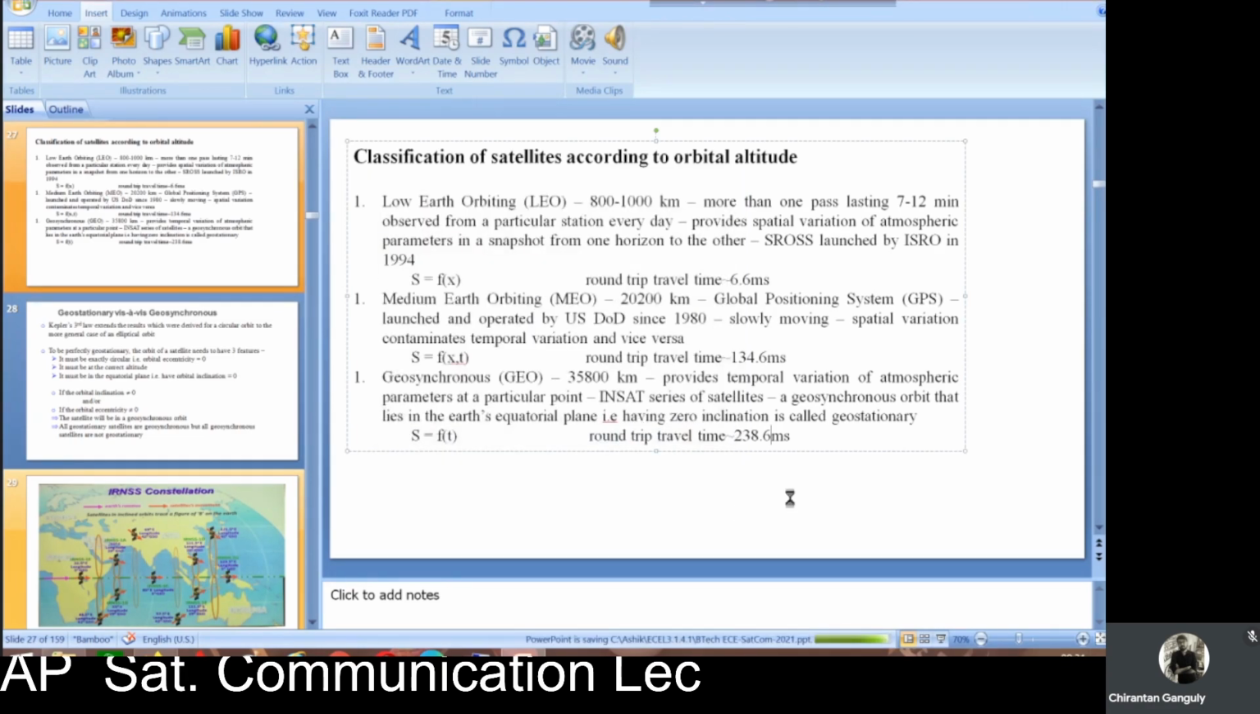Now, the point that I want to impress upon you is that now please calculate the distance which is traversed by an electromagnetic signal, a radio signal, in this time. In 6.6 milliseconds, it covers a distance of about 2000 kilometer, right? Yes, sir.